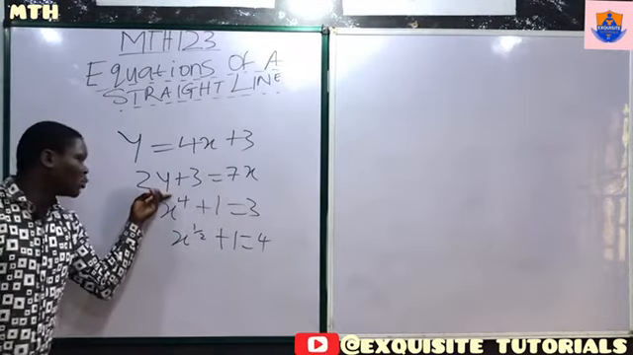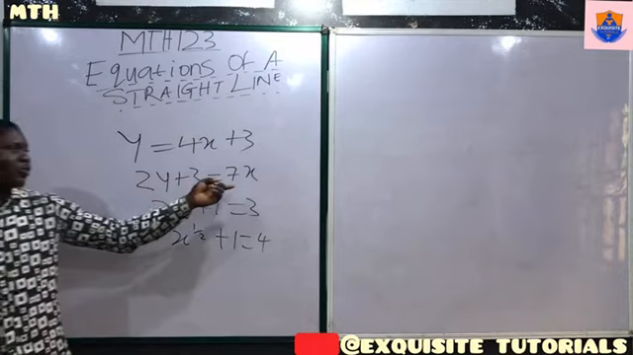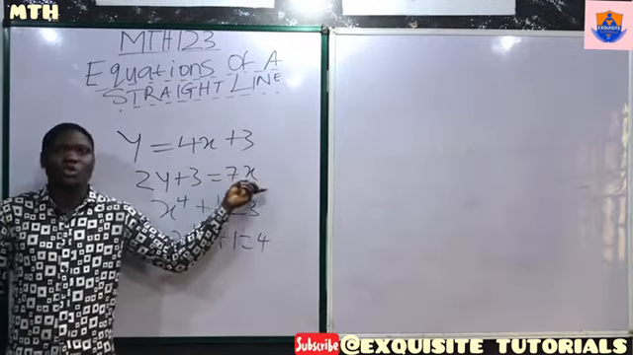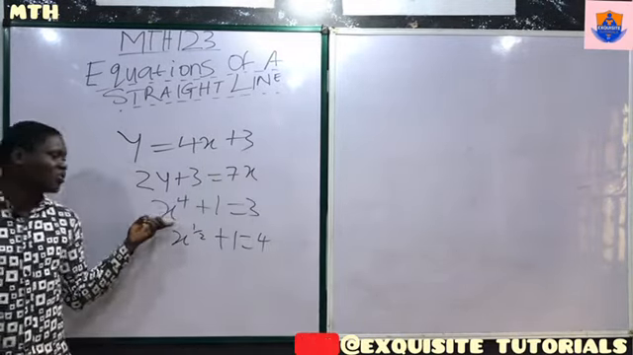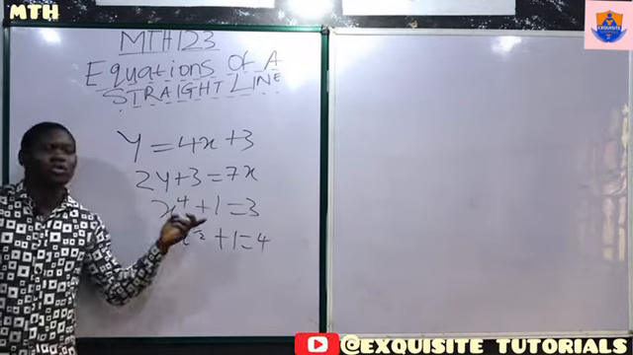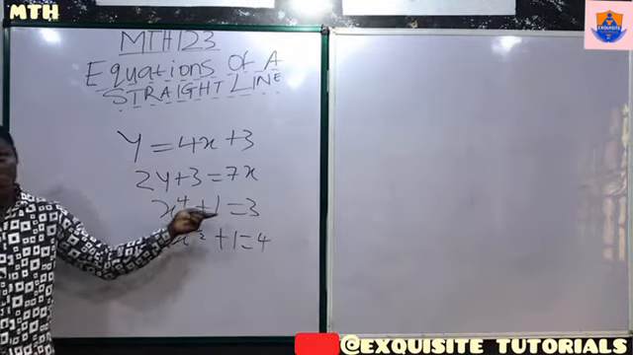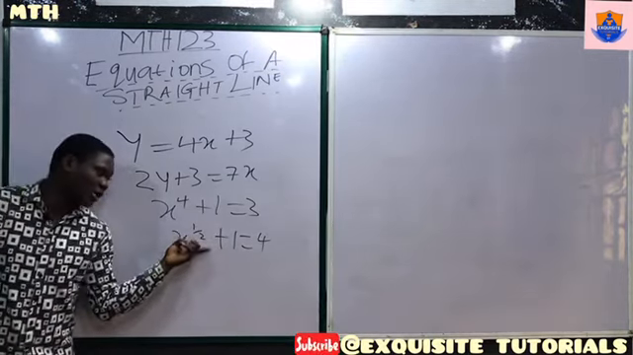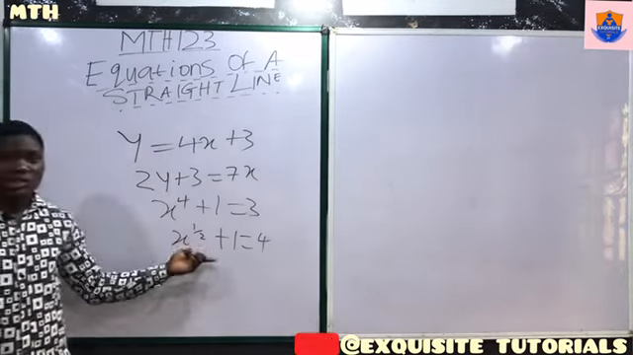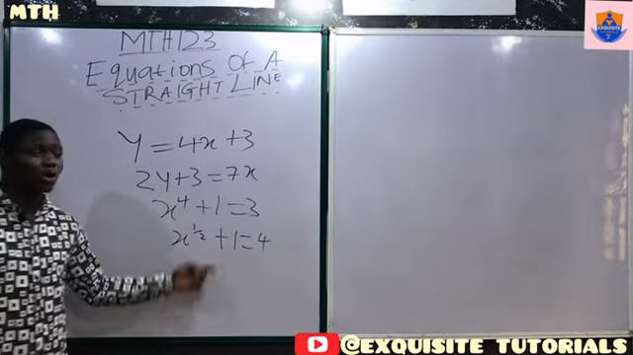The power of this variable here, y, is also 1. The power of this variable here is also 1. So it is also a straight line. The power of this variable here is 4. So we do not need to stress ourselves. It is not a straight line, it is a curve. The power of this variable here is 1 over 2. It is not a straight line, it's a curve.